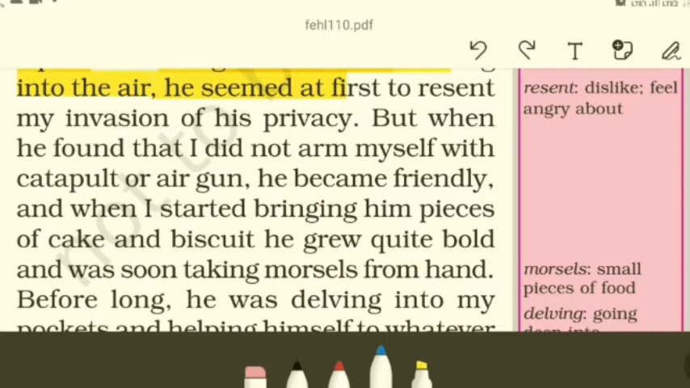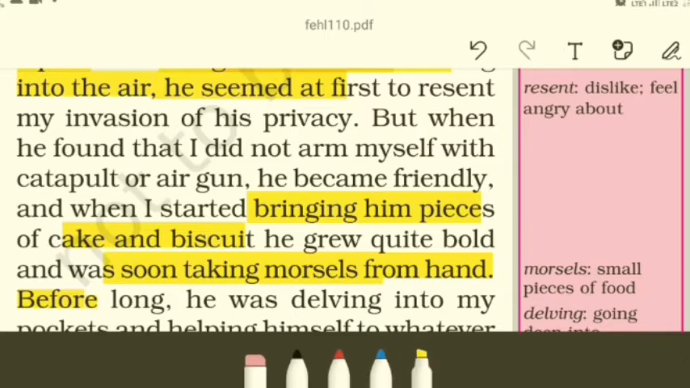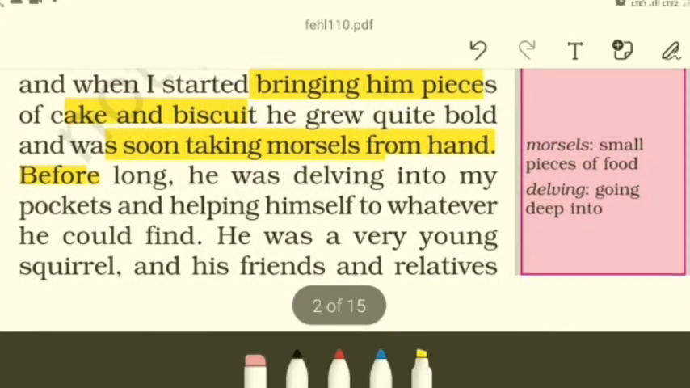So when he found that the writer did not have any catapult, air gun, or whatever is used to scare or threaten animals, he started getting friendly. Okay, and when I started bringing him pieces of cake and biscuit, he grew quite bold and he was soon taking morsels from my hand. So when the writer started bringing him biscuit and all, he started becoming bolder, means braver. He started appearing in front of the writer as though he was becoming friendly. There came a time when he started taking morsels, means pieces of biscuit, from the hand of the writer, thereby suggesting that he was beginning to accept him.